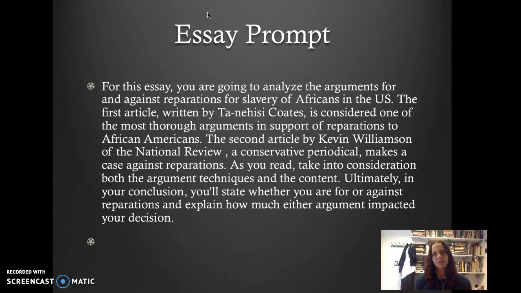So you're going to take into consideration both the techniques they use and the content of what they have to say, and then ultimately, in the conclusion, you're going to say whether you're for or against reparations for slavery. And you will talk about how much the arguments influenced your decision. So most of the essay is just going to be an analysis of how they make their arguments and the pros and cons, what's weak, what's strong, what's effective, what's ineffective, and then in the conclusion you give your view on the topic.